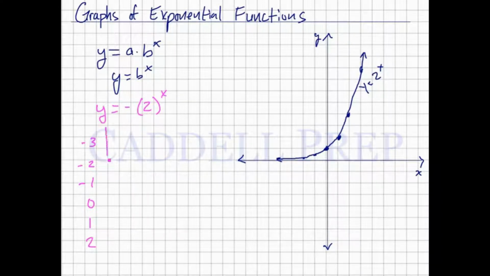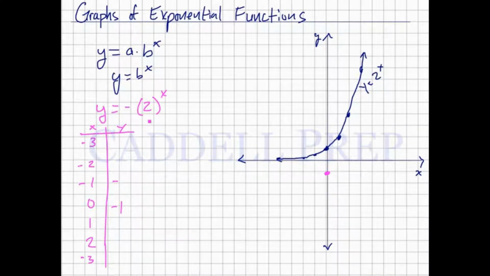I'm just going to change the x values a little bit. So again, let's start with 0. When x is 0, we have 2 to the 0, which is 1. And then, let's go all the way down to negative 3. 2 to the 0, which is 1. Then negate that, we have negative 1. So 0, negative 1.